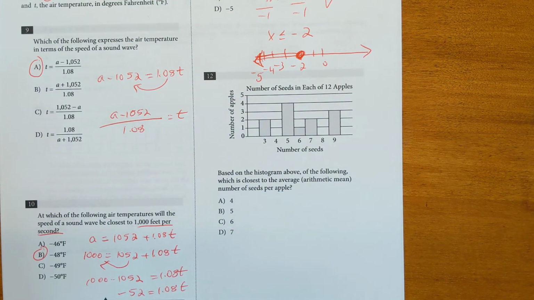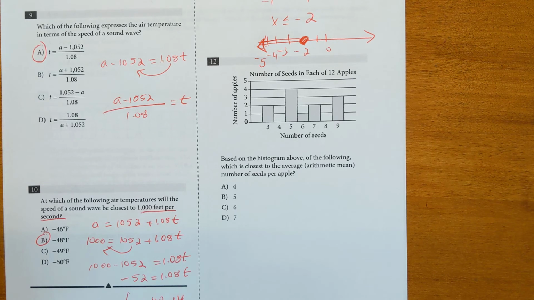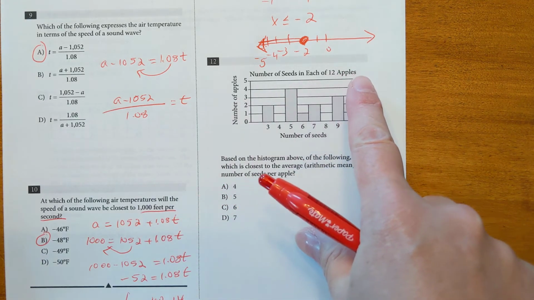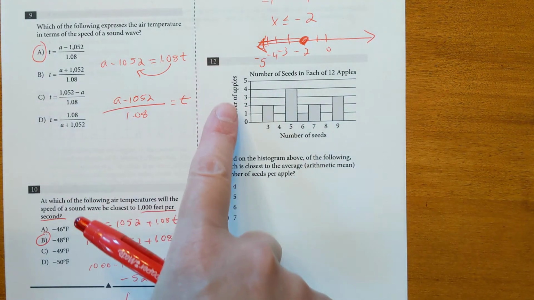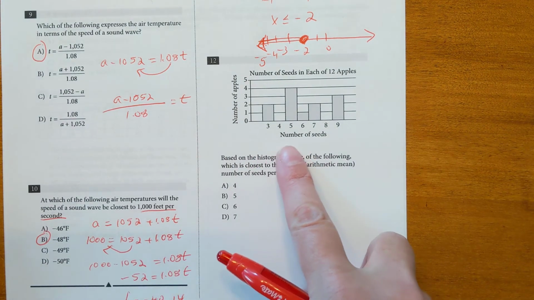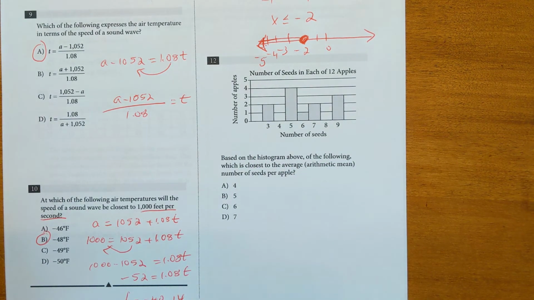Number 12. It says number of seeds in each of 12 apples, and then down here, number of apples, and then number of seeds. Based on the histogram above, of the following, which is closest to the average, which is the arithmetic mean, for the number of seeds per apple?